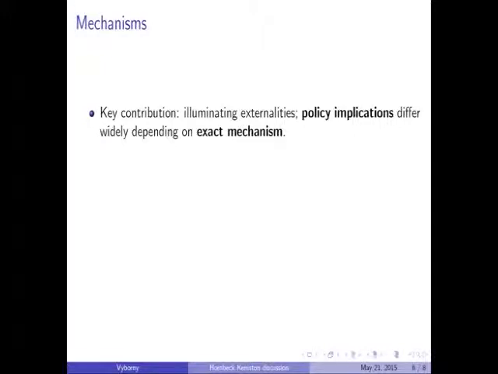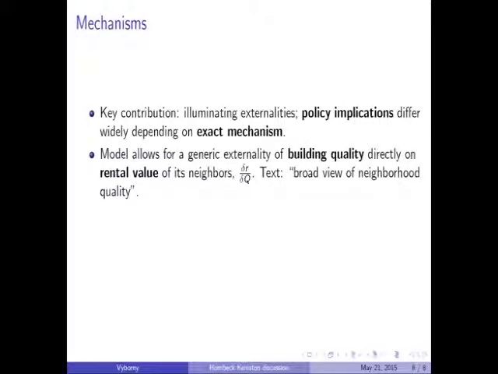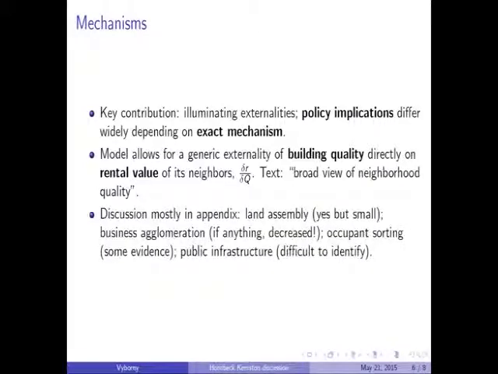There's a range of different possible things which are mentioned really briefly, as far as policy implications, in the introduction. The model allows for a generic kind of externality of building quality on the rent of the building's neighbors. So the building across the street is an old and run-down building, and so the rent that I as a building owner can get from the building facing it is less. And in the text, they've said that this allows for a broad view of neighborhood quality. Then there's a discussion of possible mechanisms, and all the empirics about this are in the appendix.